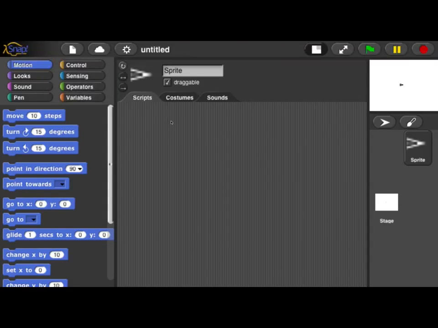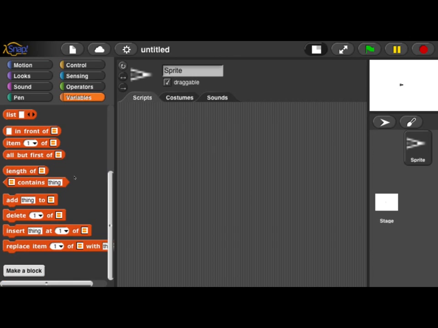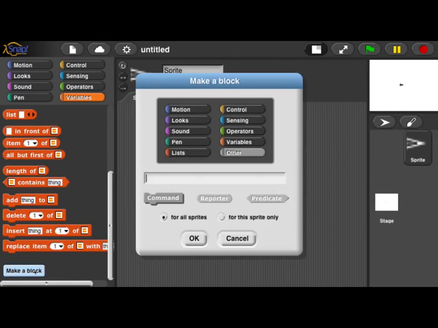So now, here's how you make a function. You go to the variables tab in the upper left, and you scroll to the bottom, and there's a make a block button. That make a block button is how we're making those things. So the blocks on the left are not things that are just coming down from the mountaintop. You can make your own block and feel very empowered that you can also contribute to the set of blocks that are available.